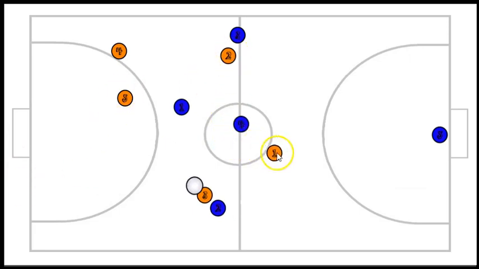And now again, if 1 streaks down the field, we have a pass across to 2, or we may have actually even passed the ball down to 1 as they streak down the field, and we get a nice fast break and possibly a goal for our team as well.